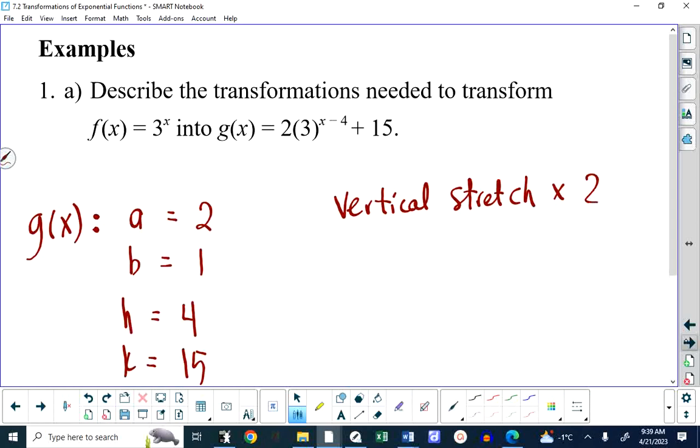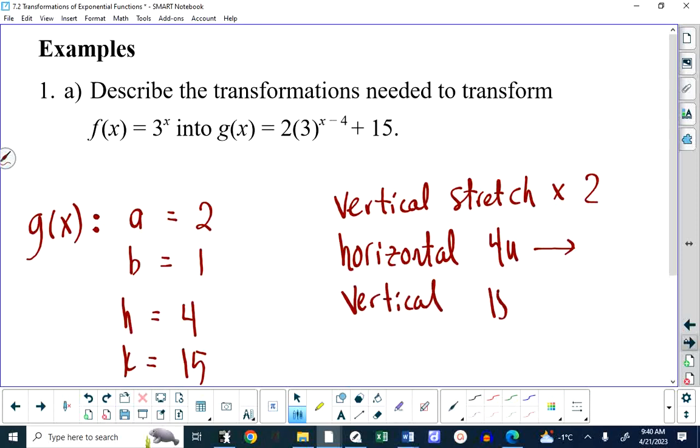Again, you should know by now, but you don't write that on a diploma exam or on my exam. For a written response, you say there is a vertical stretch by a factor, and you write those words out of 2. You can write the number 2. You don't have to write the word 2. We have a horizontal translation of 4 units to the right and a vertical translation of 15 units up. And that's it. There's nothing else that's happening here. Any questions with A?